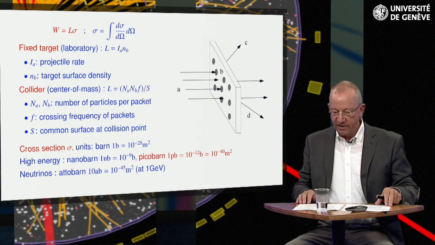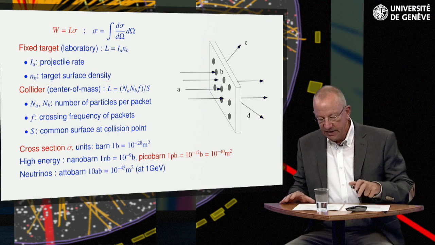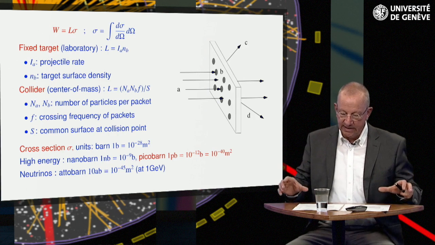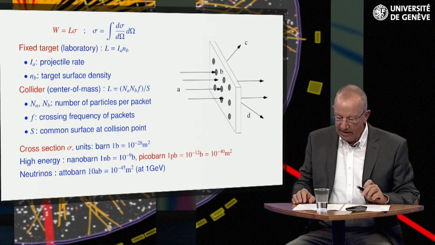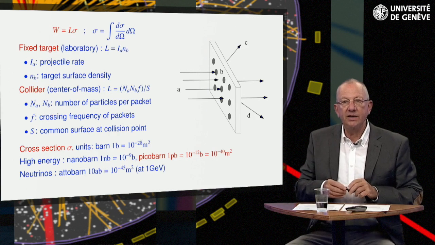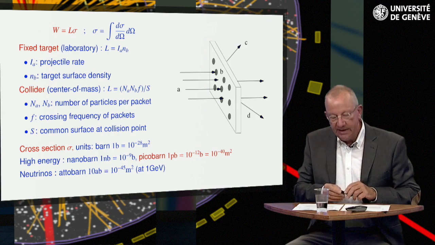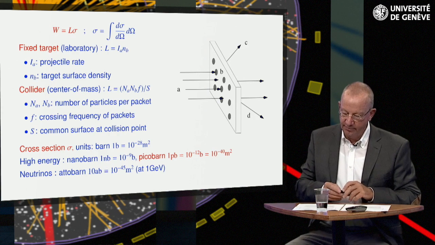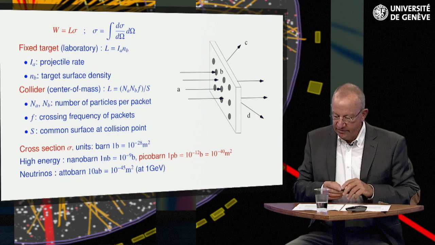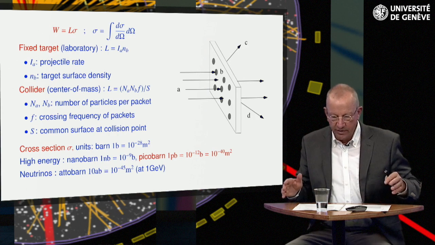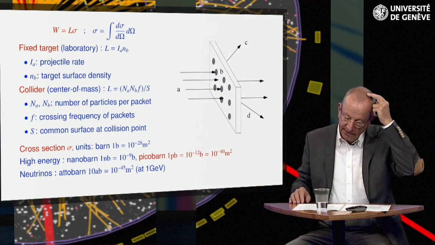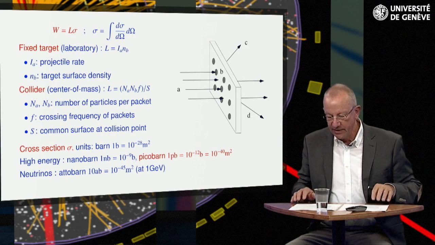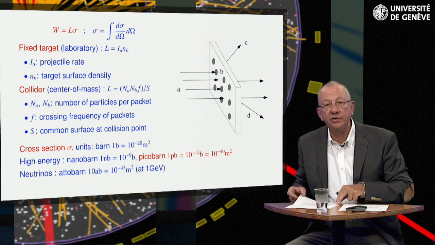In a colliding beam experiment, on the contrary, the luminosity is the product of the number of projectiles and targets per bunch, N_A and N_B, multiplied by their crossing frequency f and divided by the surface that is in common to the two beams. The unit of the cross-section is the barn. In high-energy reactions, we rather find cross-sections of the order of nanobarn or even picobarn. The smallest known cross-sections are those of neutrinos, of the order of attobarn.